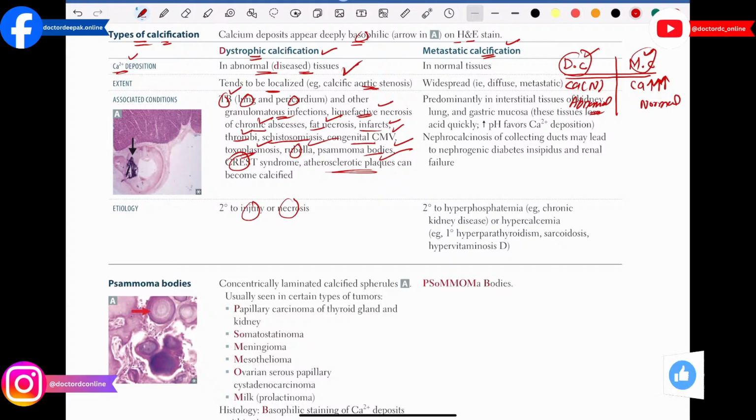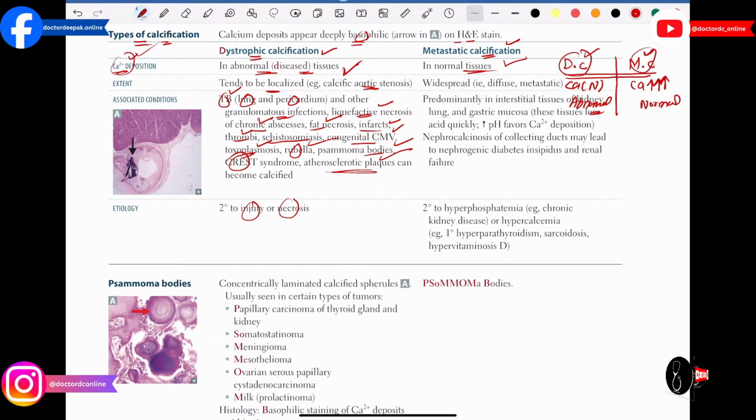Then after that we have the metastatic calcification. Basically in this, the calcium is deposited in normal tissue. Your serum calcium is high, but the tissues are normal, and the calcium is deposited in a widespread, diffuse fashion. That is not specific, that is not localized. So please keep this in mind. In metastatic calcification, the calcification is widespread. It involves multiple systems and multiple tissues.